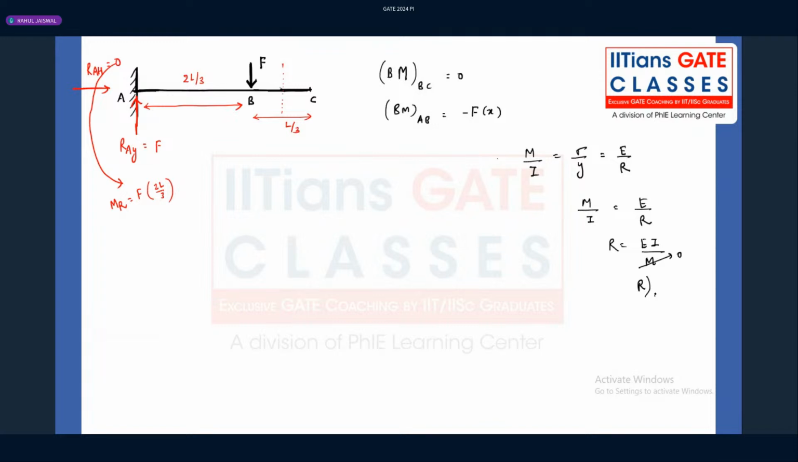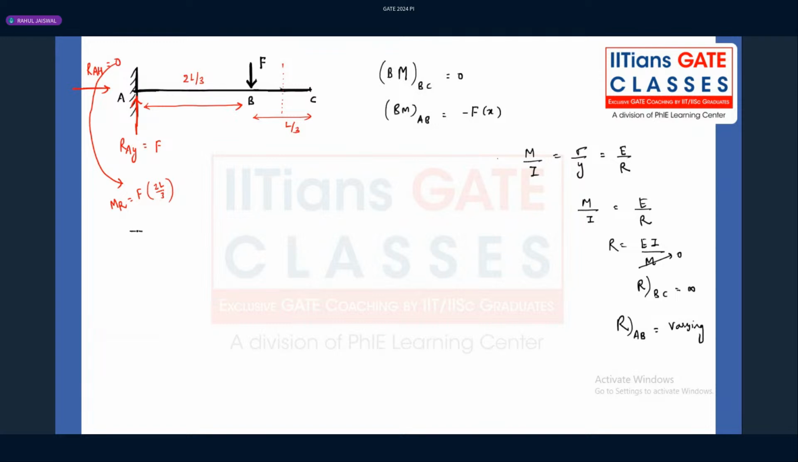So for the portion BC, the bending moment is 0. Then what is the radius of curvature for BC? Infinite. Infinite means it's a straight line. And what is the radius of curvature for the portion AB? Again, it is varying. Why is it varying? Because the bending moment is varying, right? So some variation will be there, like a parabolic.